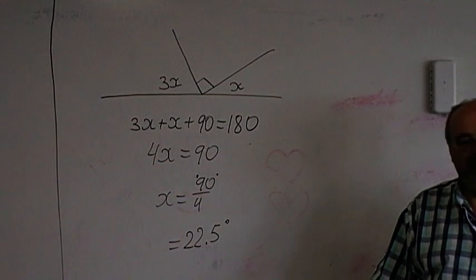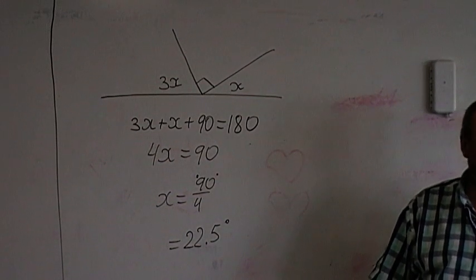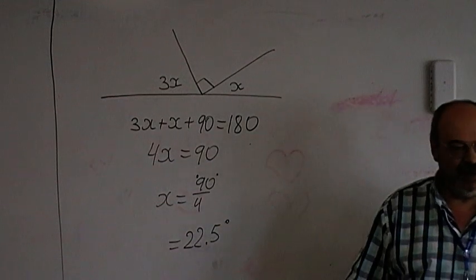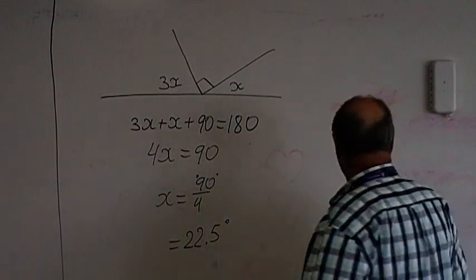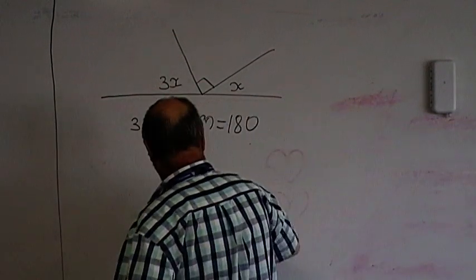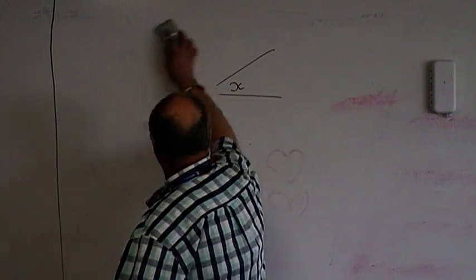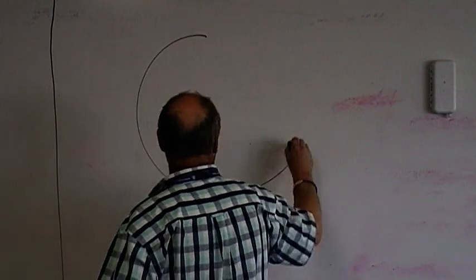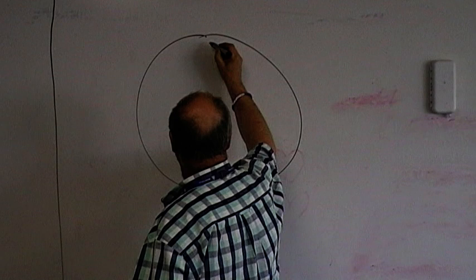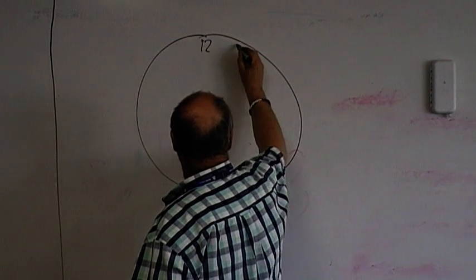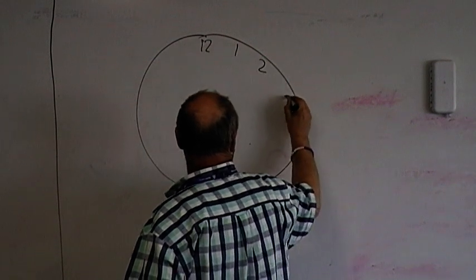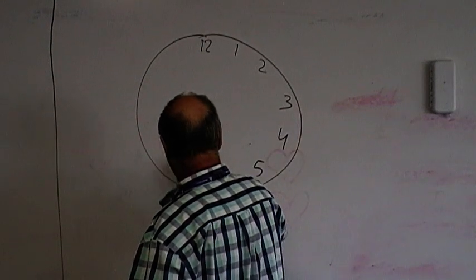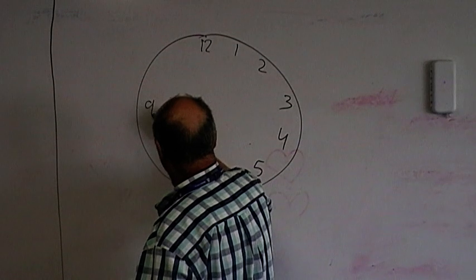Now, more difficult types of questions: questions on the clock. How do we calculate angles on the clock? The clock is divided into 12 parts: 12, 1, 2, 3, 4, 5, 6, 7, 8, 9, 10, 11.